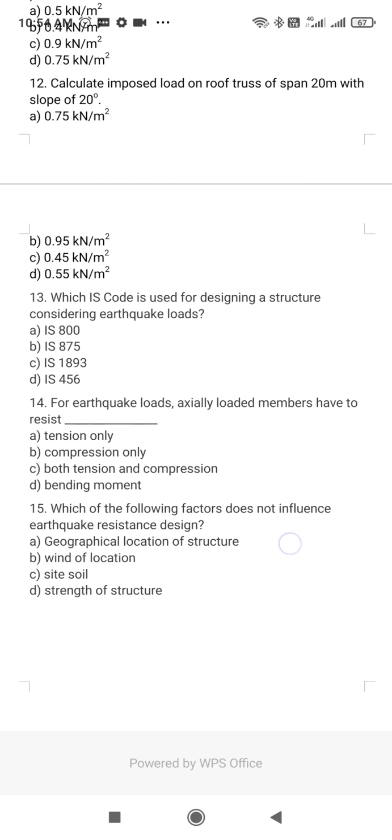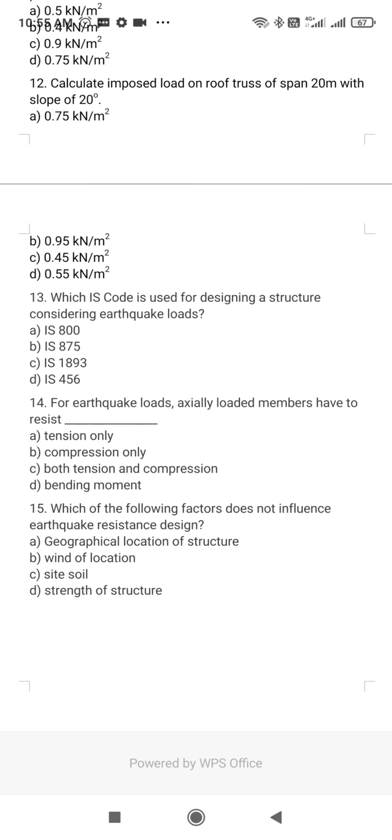For earthquake load, axially loaded members have to resist what? Earthquakes are cyclic and induce reversal of stresses. Hence, as per seismic philosophy, axially loaded members have to resist both tension and compression. So both tension and compression, which option is correct? Option number C is correct.